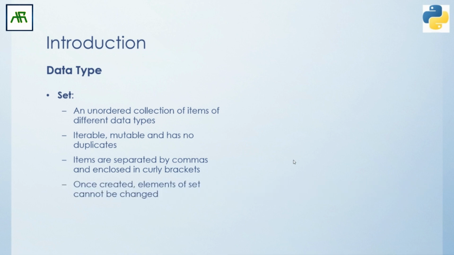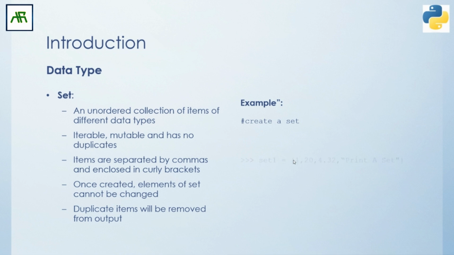Once created, elements of set cannot be changed. Duplicate items will be removed from output. As I mentioned earlier, this cannot have duplicates. So if there are duplicates, the output will have only one entity among the duplicates. Here are some examples.